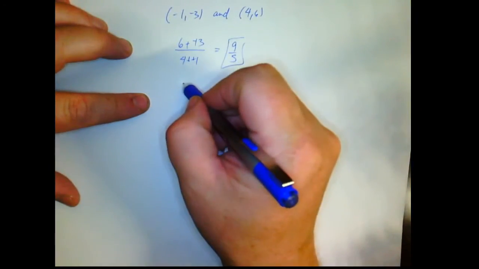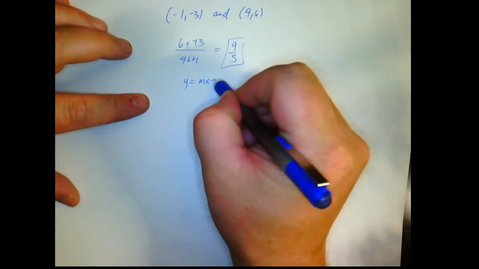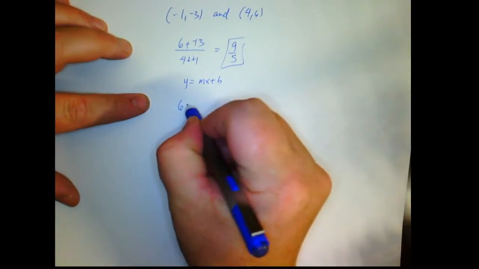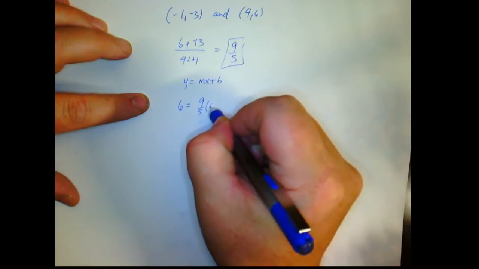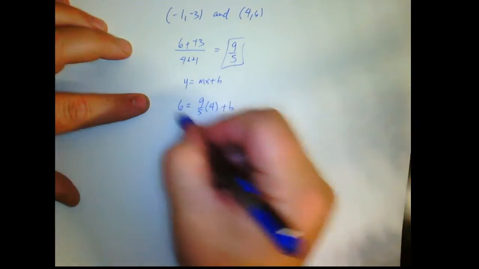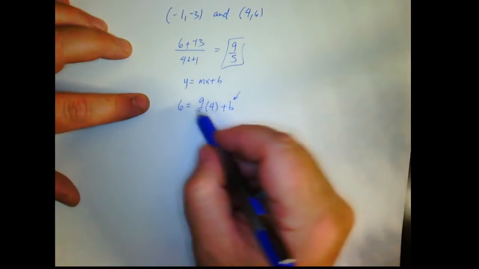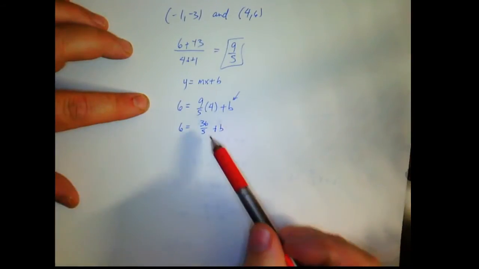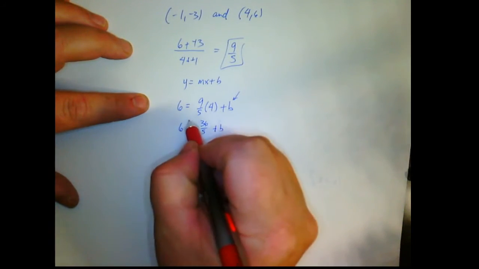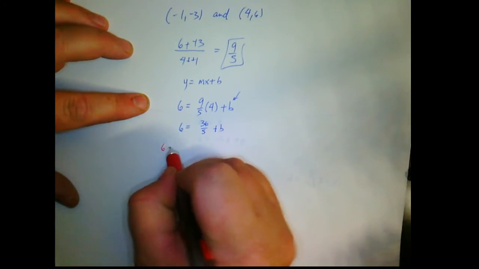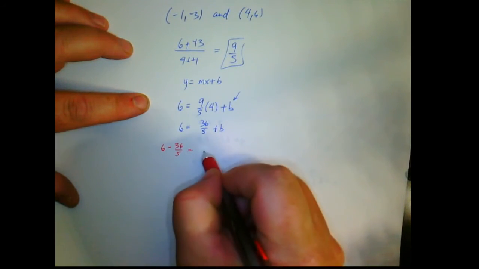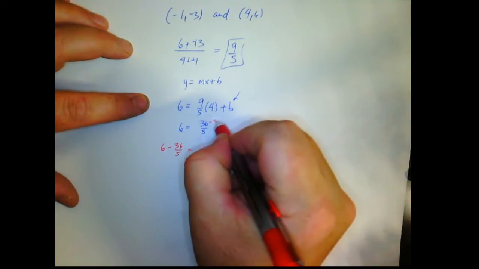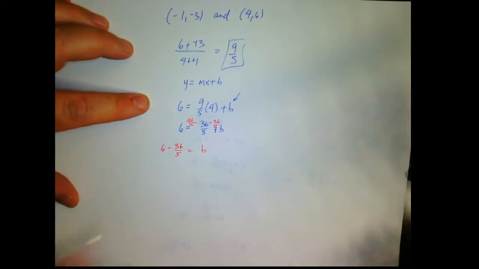Okay, so now y equals mx plus b. We're going to plug all the stuff in. It doesn't matter which one you use. I use the one with the positives. So 6 equals 9 over 5 times 4 plus a number. I got to figure out what this number is, right? So if you carry this out, we have to subtract this number from both sides. So it's going to be 6 minus 36 over 5 equals b. Because you're going to subtract 36 over 5 from both sides.